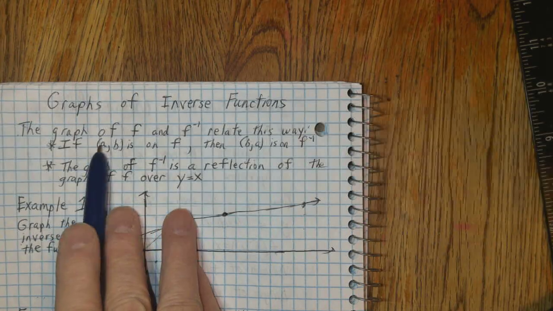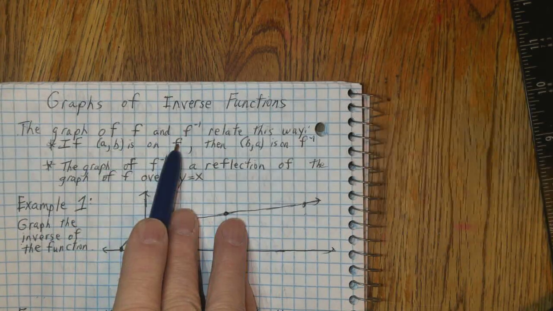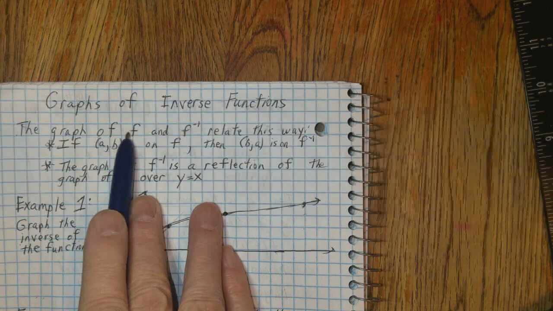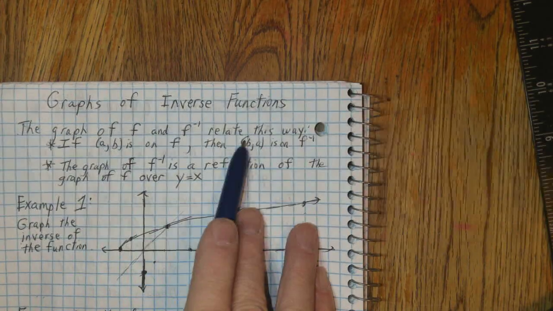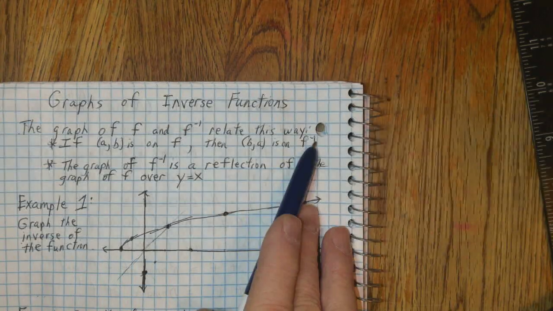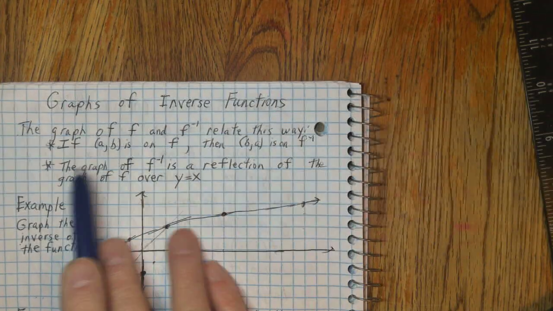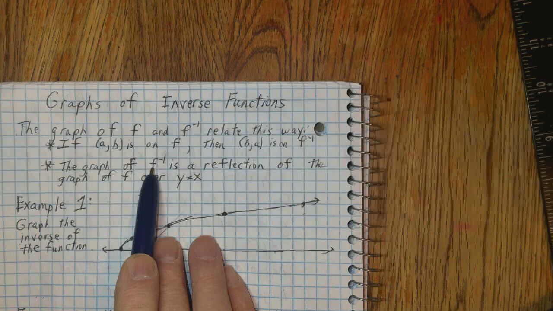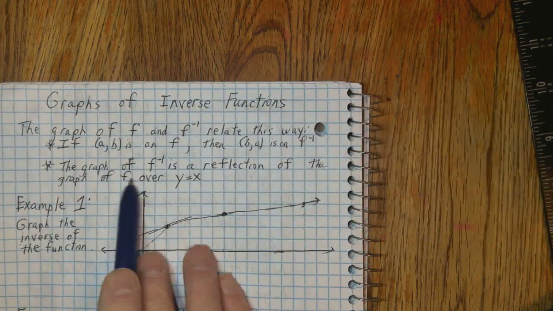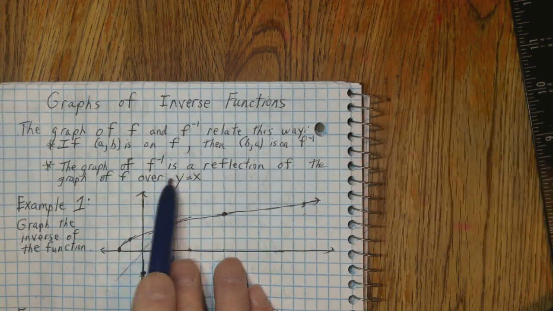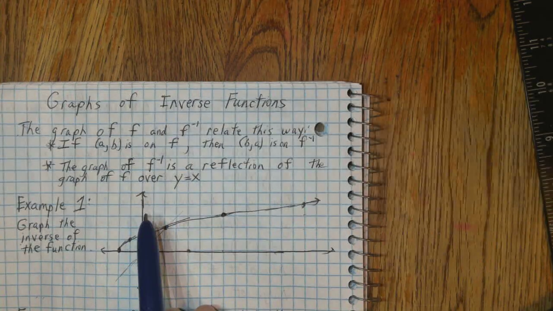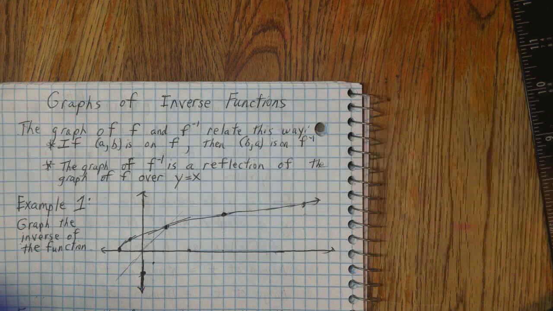If AB, if this ordered pair is on f, and it's the solution of f of x, then BA, we switch the x and the y around, is on the inverse of f of x. The graph of the inverse is a reflection of the graph of the function f over the line y equals x. I got a few examples.